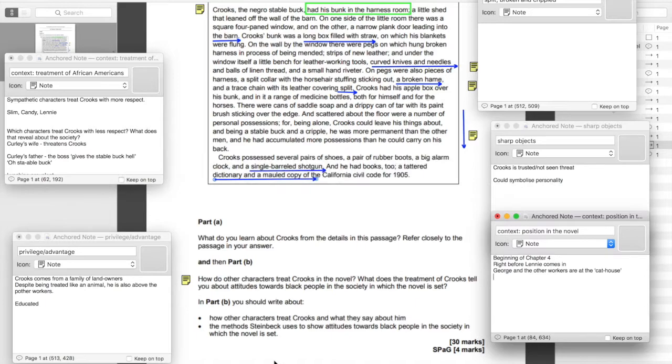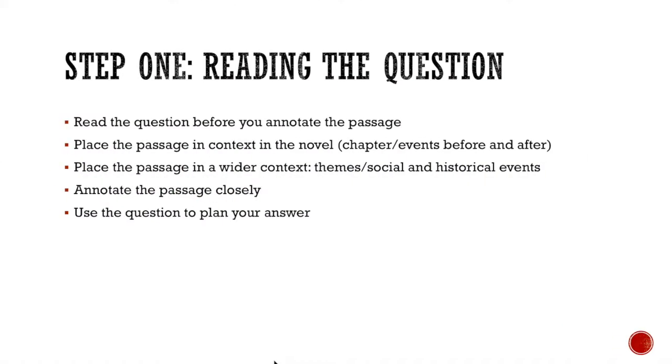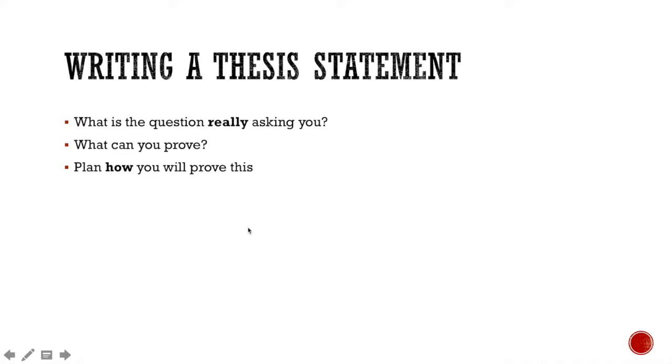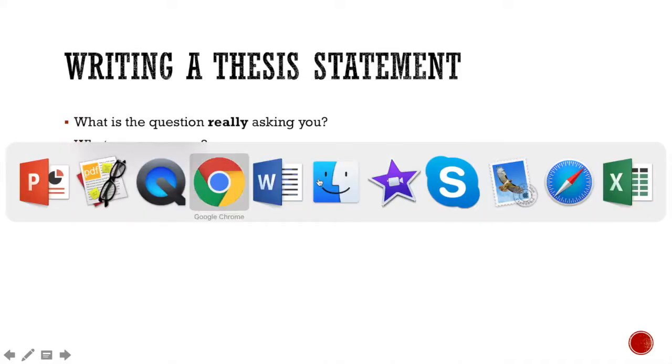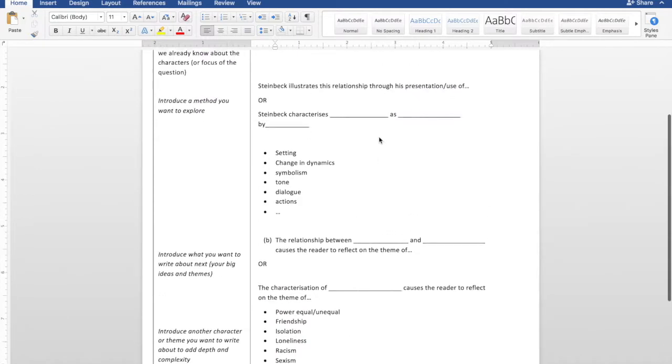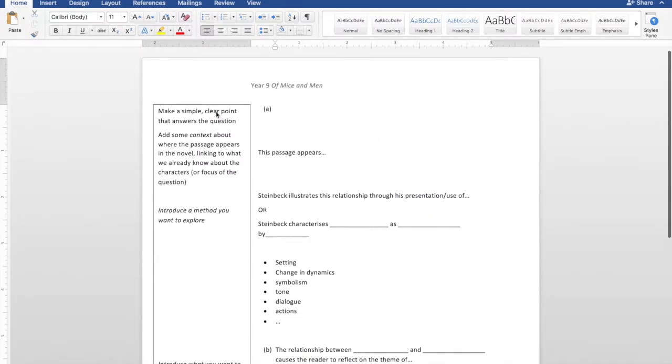At this point, we've annotated the passage closely, and now we're using the question to plan our answer and also write a thesis statement. So what is the question really asking you? What can you prove? And plan how you will prove this. If we return to our writing an essay sheet, firstly we're being asked to make a simple and clear point that answers the question.